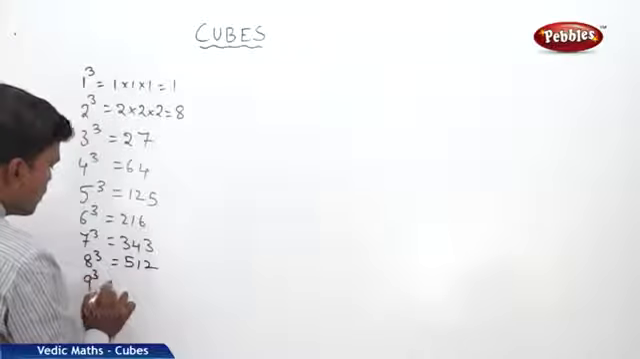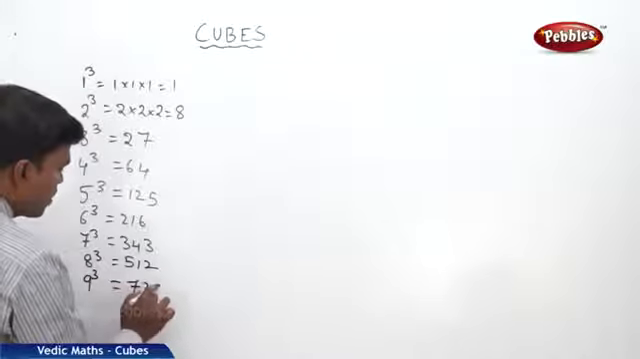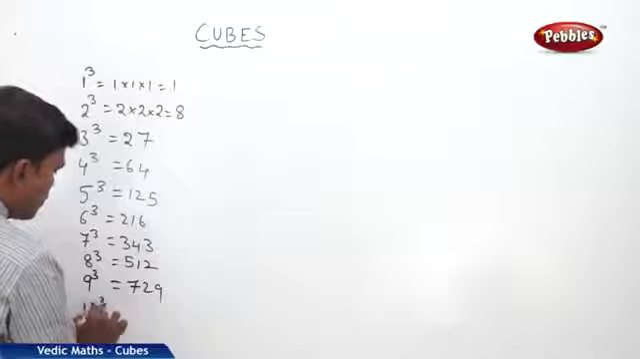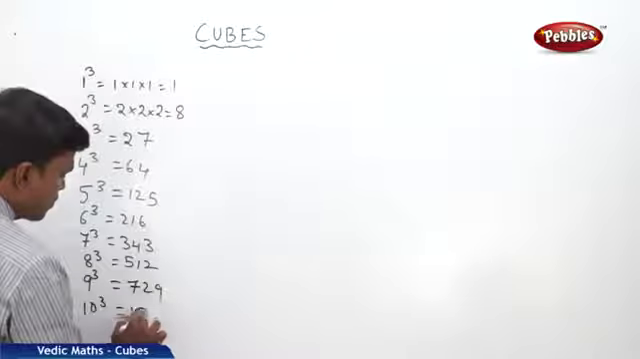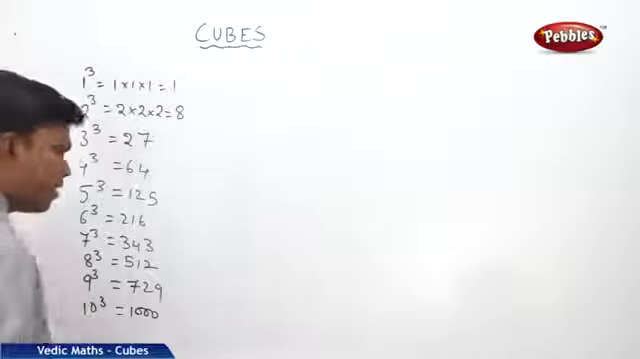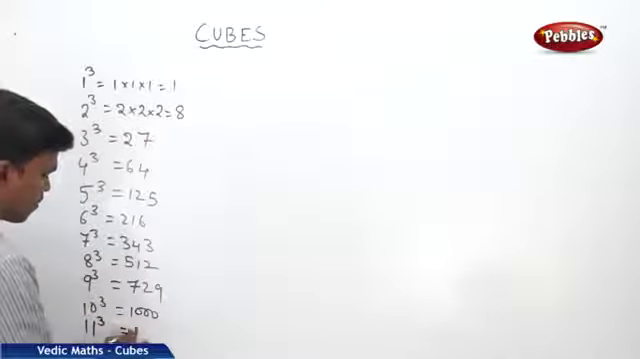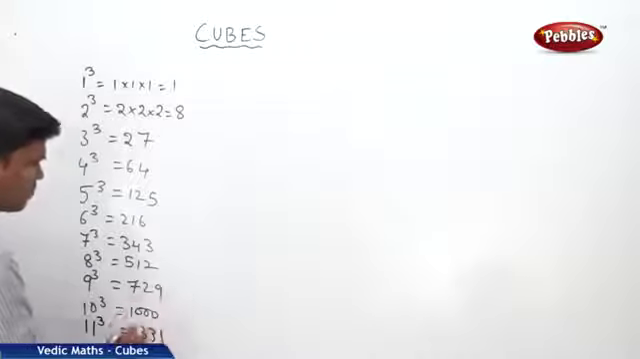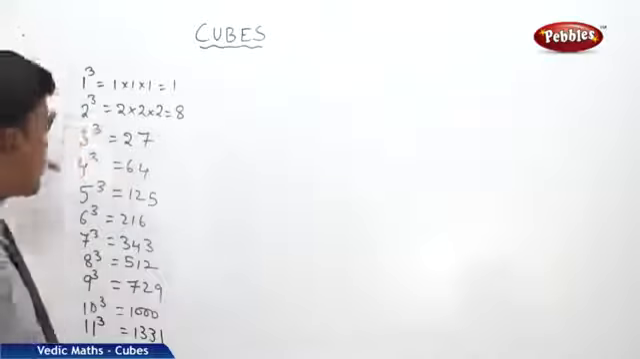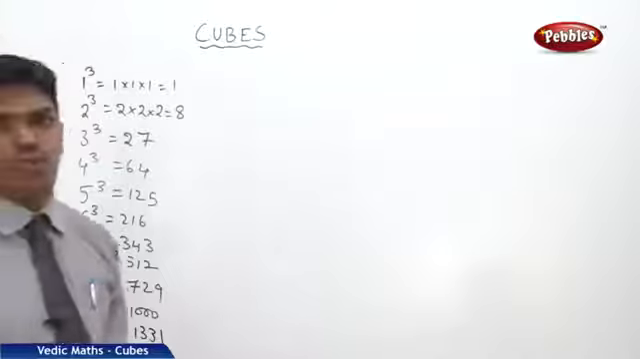9 cube, 729. Finally 10 cube, 1000. It is even better to know one more cube, that is 11 cube, 1331. So these are the values of the cubes from 1 to 11.